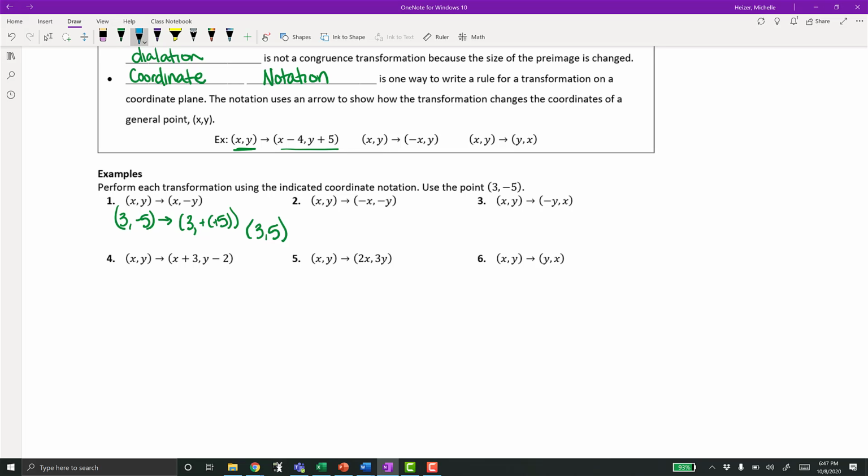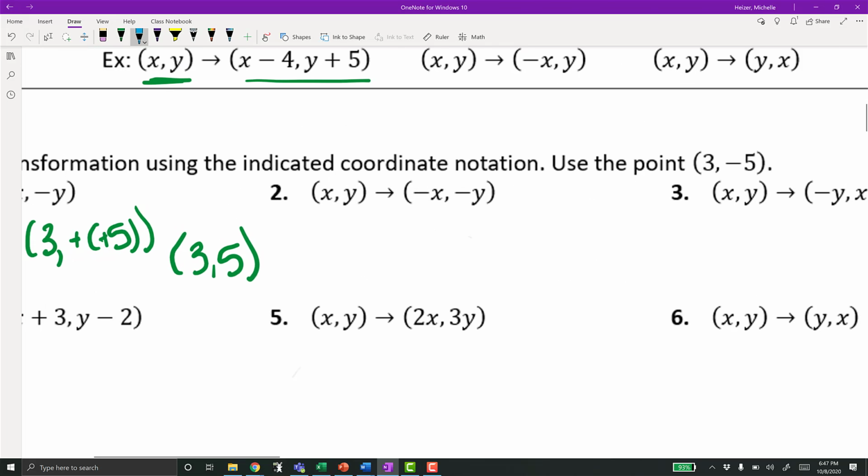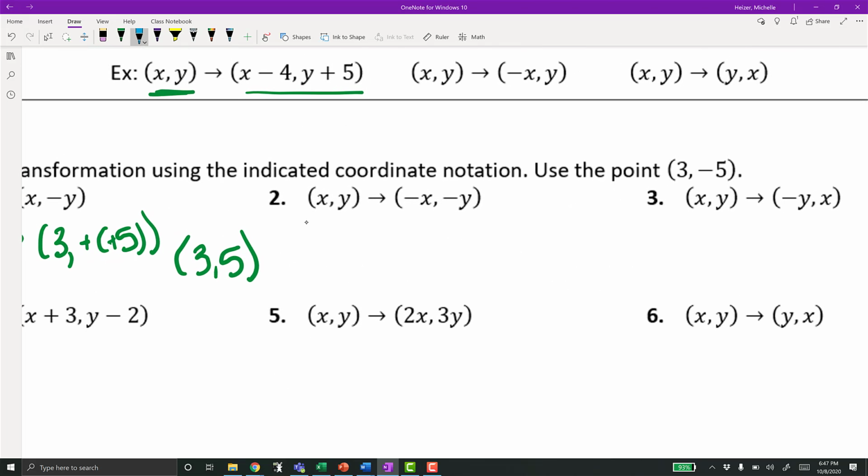So we'll do it again with this example. Let me blow this up some. Zoom in, there we go. So 3 comma negative 5. Now we're going to do opposite sign of x and opposite sign of y. So 3 opposite is negative 3. And then y is negative 5, but we want the opposite of it, positive 5.